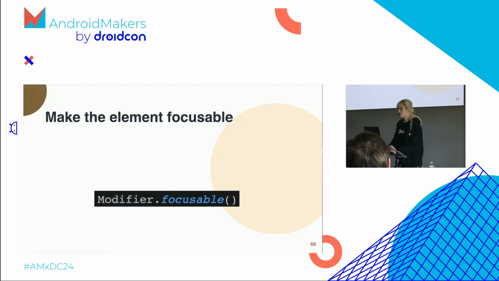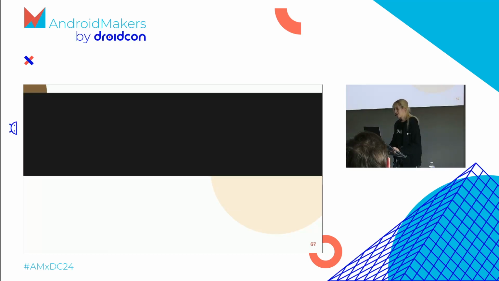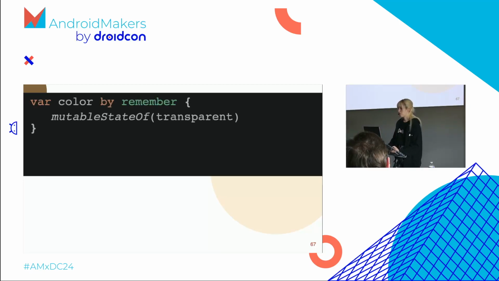The reason is that if you use this, the composable will be focusable, but it will not be visibly focusable for the user. In Compose, you have to provide the focus indicator yourself and handle the displaying logic. So let's see an example of how to do that. We're going to give a composable a black outline when it's being focused, just like we did earlier. So first, we need to remember the current indicator color, and we set the default as transparent, like we did before.